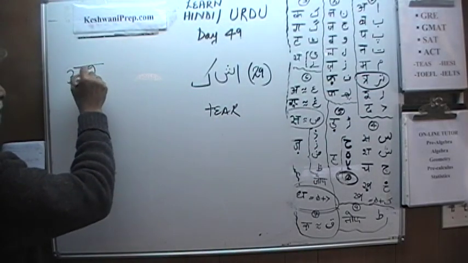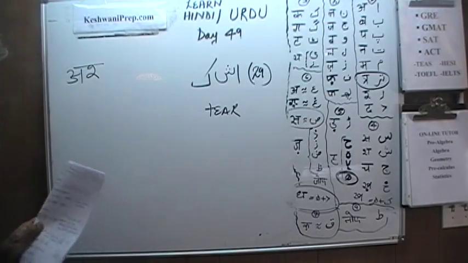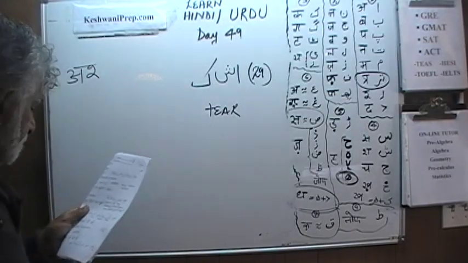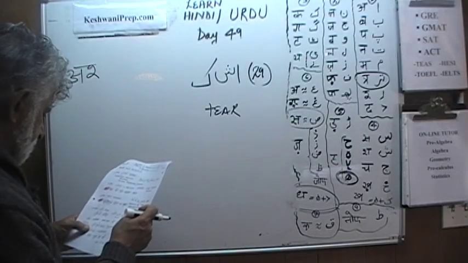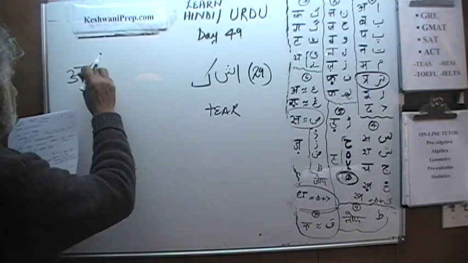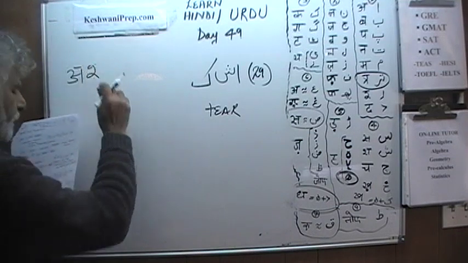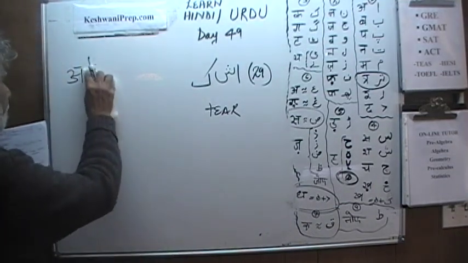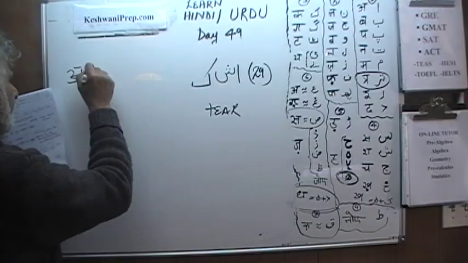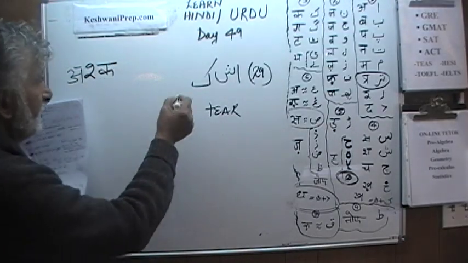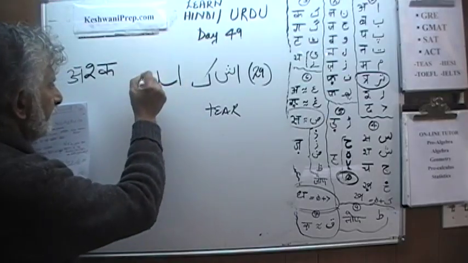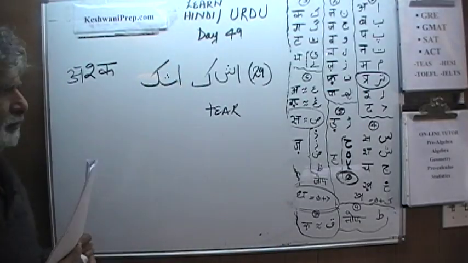And then ko. The sh has to stick out like this. It sticks out and then a ko. Ashk. Let's put it together. A, sh, and ko. Ashk.